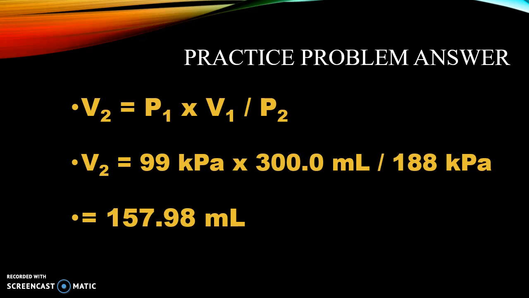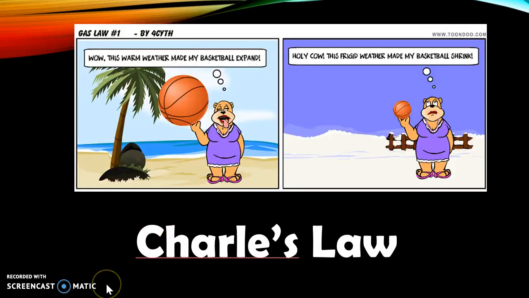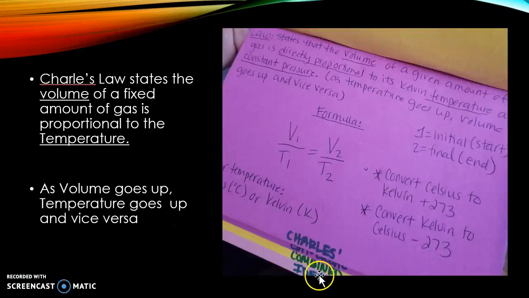Okay? All right. So now we get into Charles' law. And Charles' law is the reason why hot air balloons can go up and come back down. So again, turn to page 2. You're going to label that Charles' law. And the definition for Charles' law states this: the volume of a fixed amount of gas is proportional to the temperature. So what does that mean?